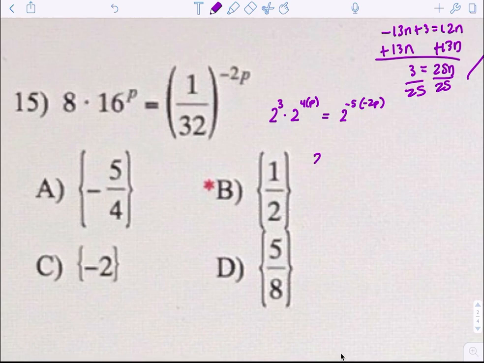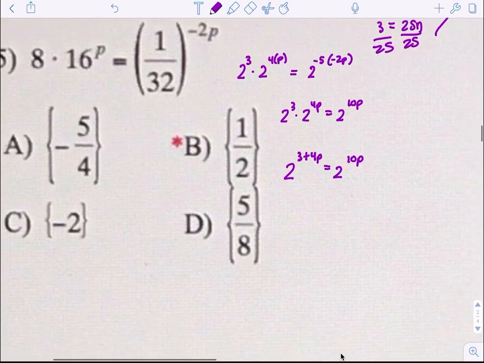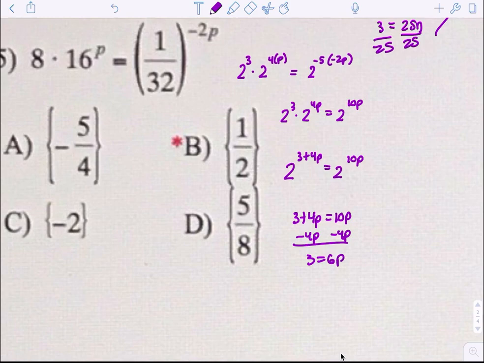Alright, so let's simplify. 2 to the third times 2 to the 4p is equal to 2 to the 10p. If you have multiplication between two common bases, you add exponents. So 2 to the 3 plus 4p is equal to 2 to the 10p. Common bases, so that means set your exponents equal to each other. So 3 plus 4p is equal to 10p. Subtract 4p from both sides. 3 is equal to 6p. Divide both sides by 6. 1/2 is equal to p, which is B.